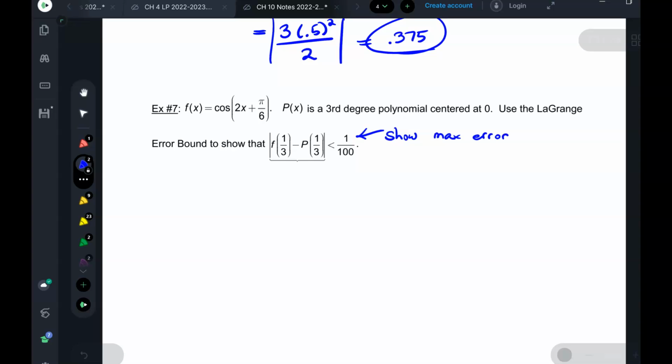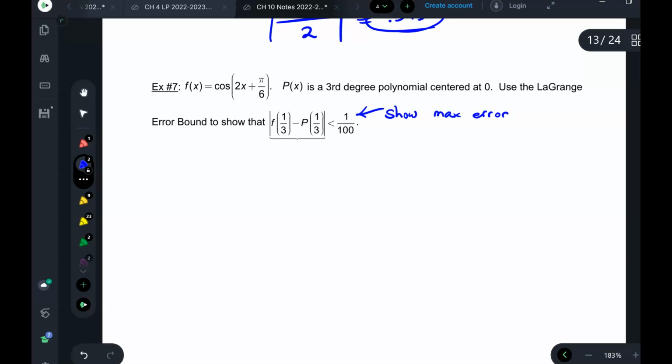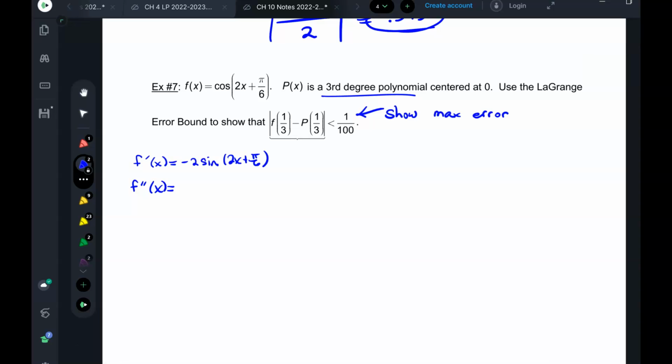So Jonah, what do we need? Third degree. So I need to go to the fourth. Oh yeah, really fourth. Yeah. I don't actually need to know... So this will be -2 sine 2x plus pi over 6. And then the next one will be -4 cosine of 2x plus pi over 6.